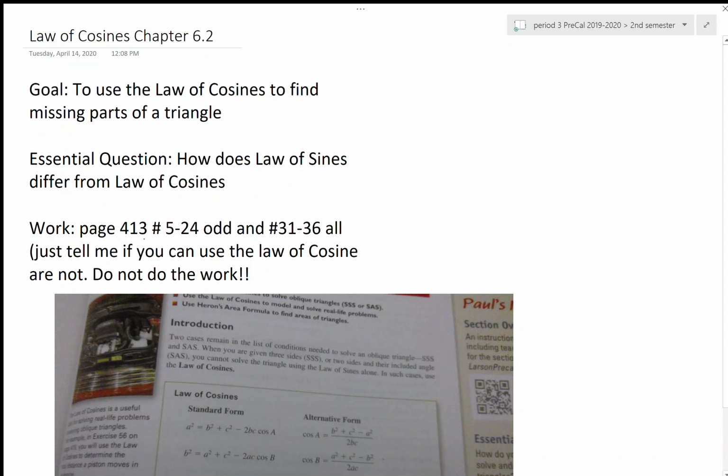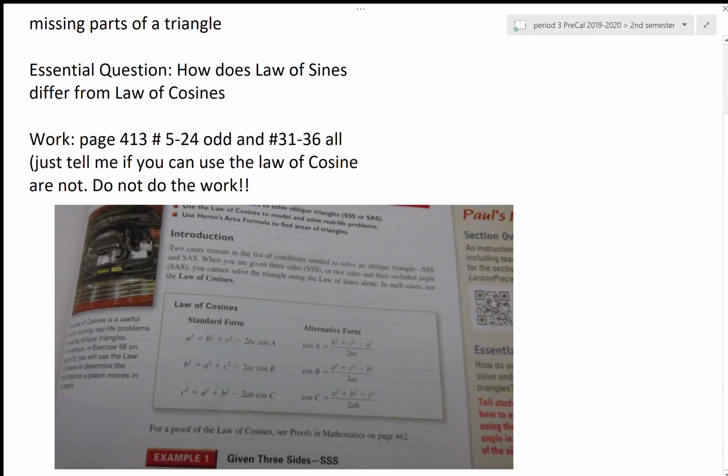You can do page 413, 5 to 24 odd. And 31 through 36, you don't have to do them all, but all I want you to do is tell me yes or no if you can use the law of cosines to solve the question. Don't do the work, just tell me yes or no.